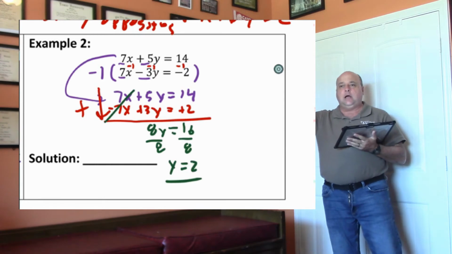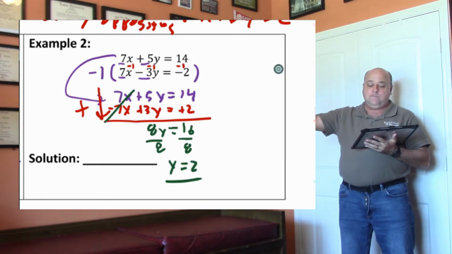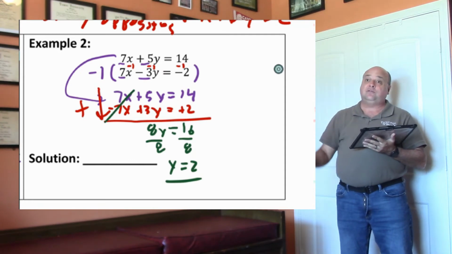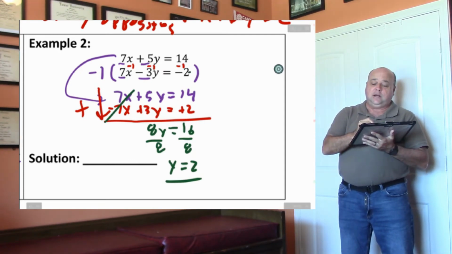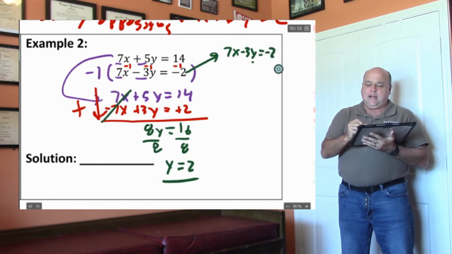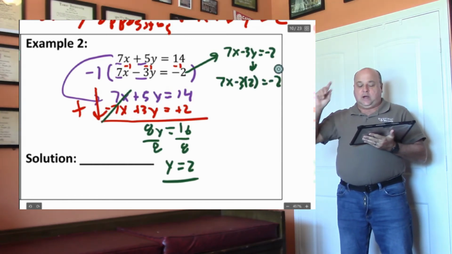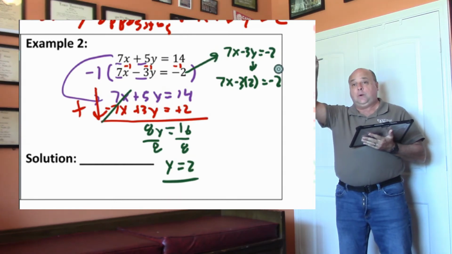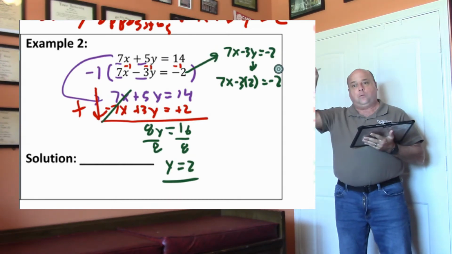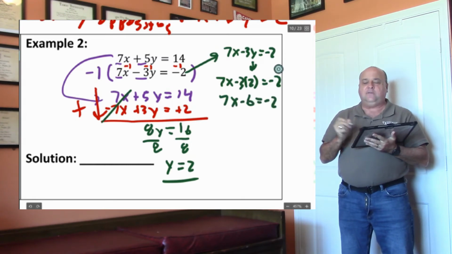Now go back up to the top and say the numbers out loud. 7, 5, 14, 7, 3, 2. 7, 3, 2 is smaller. So I'm going to take this equation, 7x minus 3y equals -2, and I'm going to replace the y with 2. Okay, so I know y is equal to 2, so I'm going to substitute the y with 2. So I'm going to have 7x minus 6 equals -2.